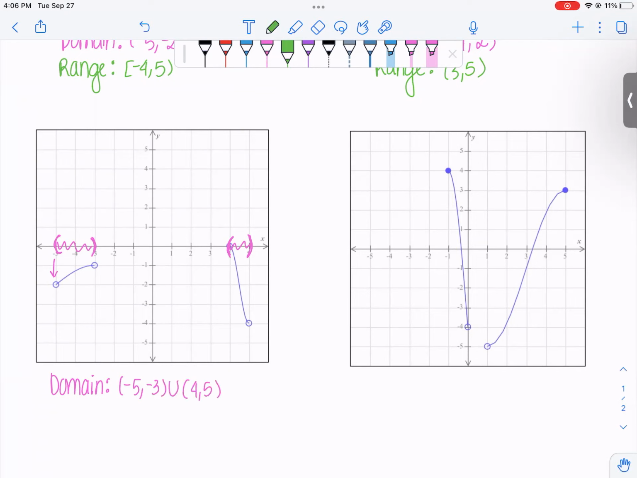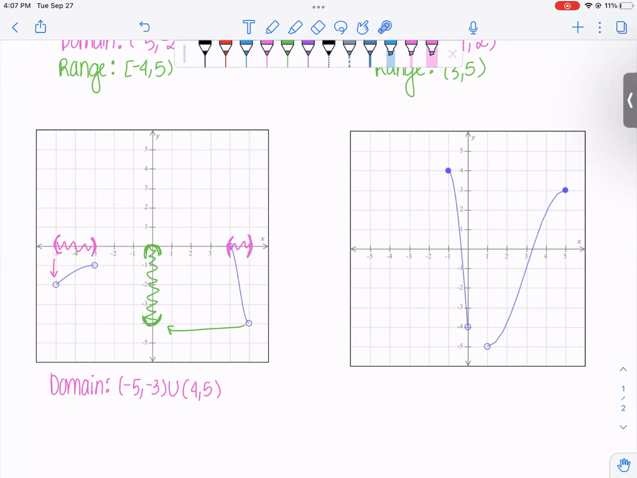The range, the y values, I look for the smallest y value. Oh, that's the smallest y value. It's not really a y value. It's an open circle, so it's a parenthesis. Then let's see. We're hitting y values, y values, y values up to here. We have an open circle that I've drawn over so you can't see, but it is an open circle there. So this entire portion is covered in the range.